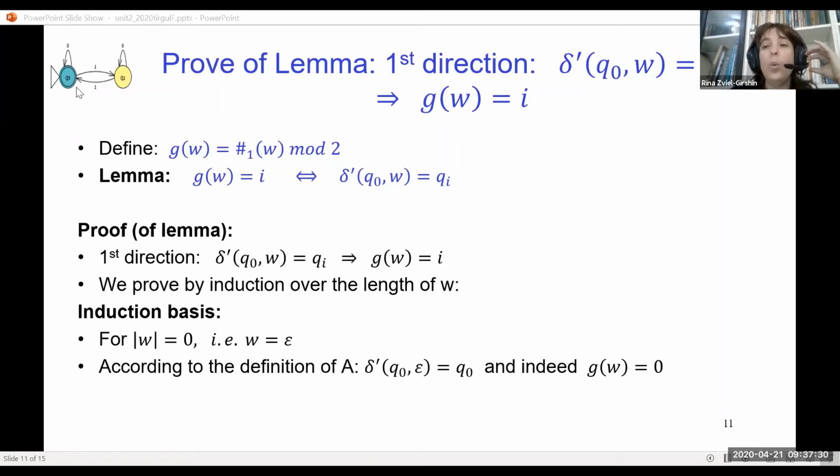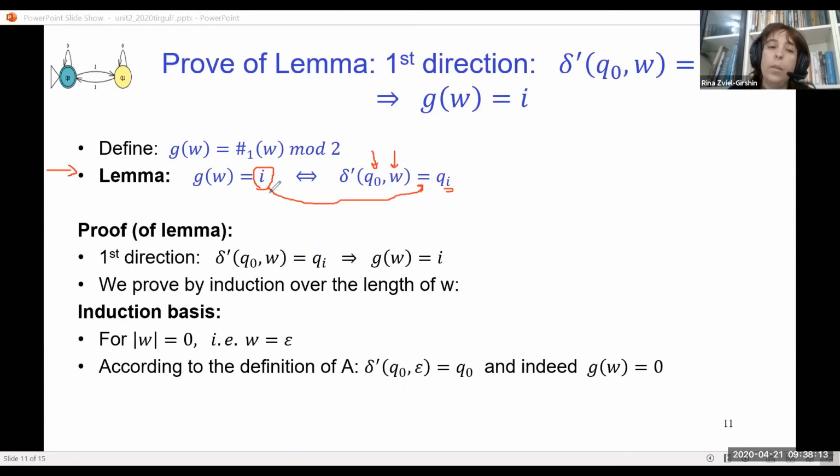So now we define a lemma that will help us with our formal proof. We define the following lemma: the function g(w) equals i, where i is either 0 or 1, if and only if delta-hat, the extended transition function, starting to read the word w at the state Q0, finishes reading it at the state Qi. So basically it's the same i.